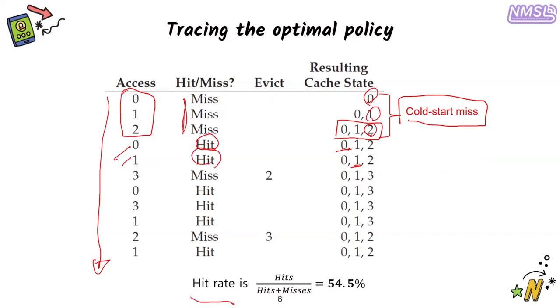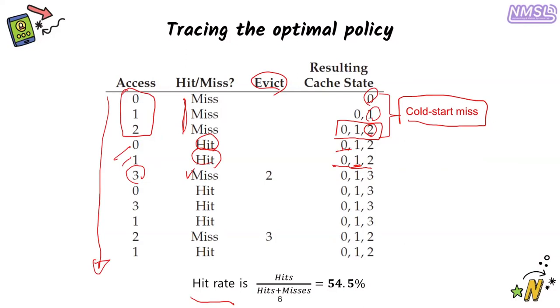Now let's say the next access is 3, and here this is 0, 1, 2. Right? So this is a miss, unfortunate. And now we need to evict one of 0, 1, 2 and replace it with a 3. So now the question is, which one do we kick out? So this is optimal, where we have a crystal ball and we know the future.